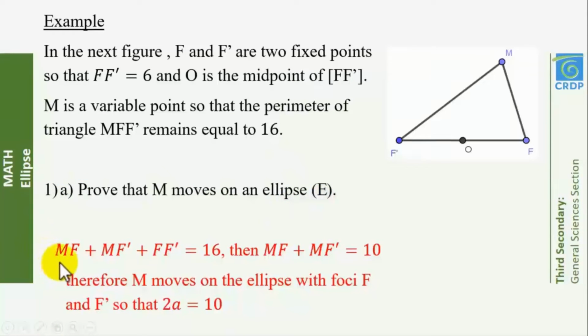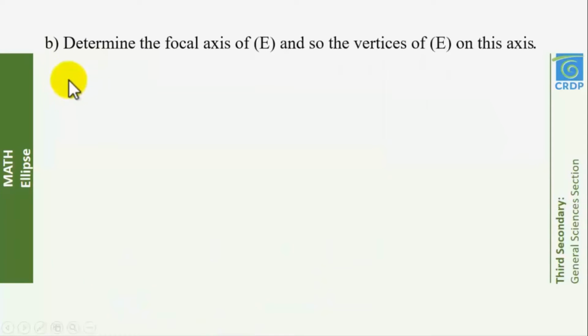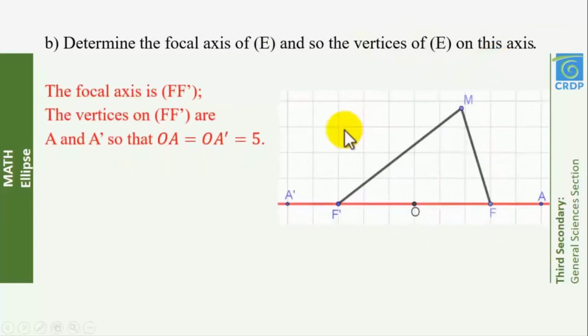Perimeter of triangle MFF prime equal to MF plus MF prime plus FF prime equal to 16. Since FF prime equal to 6, then MF plus MF prime equal 10. Therefore, M moves on the ellipse with foci F and F prime so that 2a equal 10. Determine the focal axis of E, and so the vertices of E on this axis. The focal axis is the line FF prime.